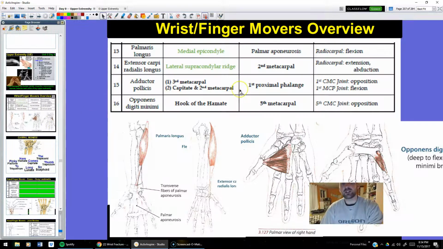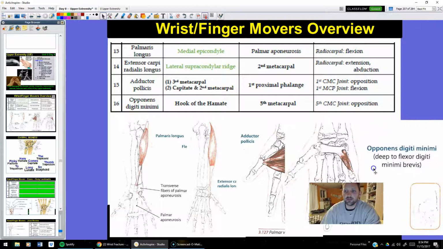So overview, guys, of these muscles. This is the last 4 muscles of the upper extremity. I'm choosing 16 of the upper extremity after Christmas break. We'll do 16 of the lower extremity. We're talking about the palmaris longus right here. We're talking about the extensor carpi radialis longus, the adductor pollicis, and the opponens digiti minimi. Those 4 are the 4 we're looking at today.